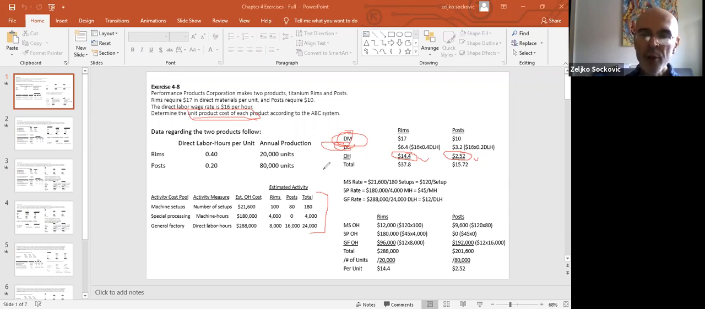Now when you have multiple choice questions, it helps you, unless one of the answers is 14.4 and 2.52, and then you say correct, and you move on because you think you did everything right. But you forgot to add direct materials and direct labor. So you should be mindful of that again.